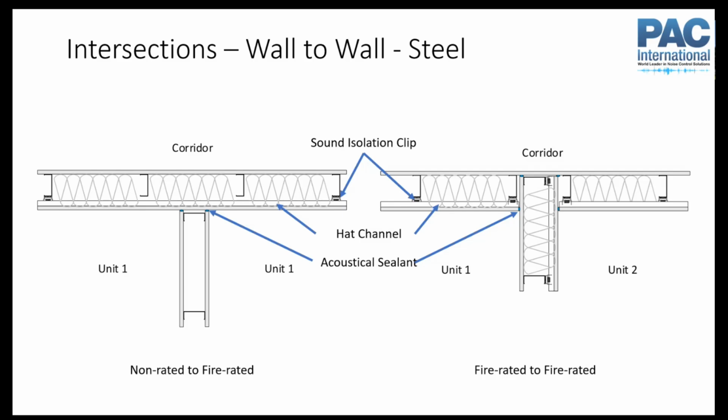If you have a rated wall intersecting a rated wall, you can break it like this and make sure you've got little gaps here. This stud actually isn't touching this drywall, but we've got sealant here, and we've got sealant here again. So again, you're just tracing all these different paths through.